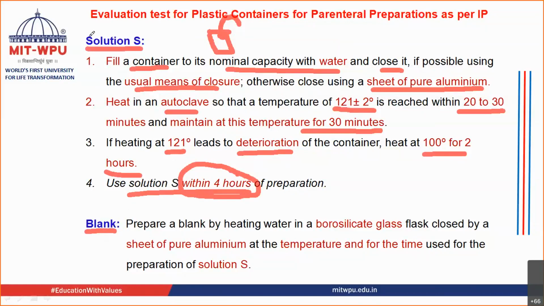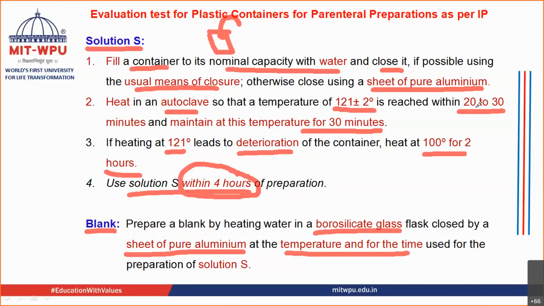Solution S you are going to prepare in the container in which you are going to pack your parenteral products. Whereas the blank is prepared by pouring water inside a borosilicate glass. You know borosilicate glass is type 1 glass, isn't it? So this glass is not going to leach out any material, right? Are you understanding? Then you are going to close this borosilicate glass with a sheet of pure aluminum, and you are going to heat it at the given temperature and time.